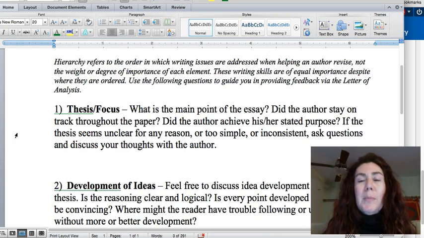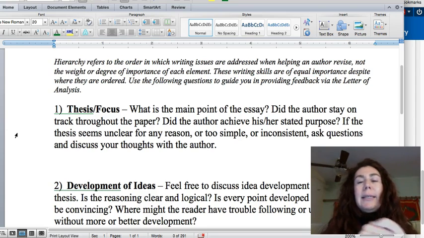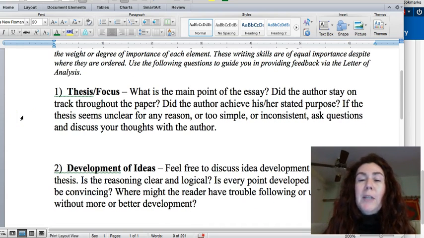So the very most important thing to attend to first is the thesis. When you are looking at your partner's essay, you're going to think about how well they're staying on track. Is it clear what their purpose is, and does it fit a 5-page paper? Is it too complex? Is it too simplistic? Anything that you think of in regards to the main point of the paper is under this category.